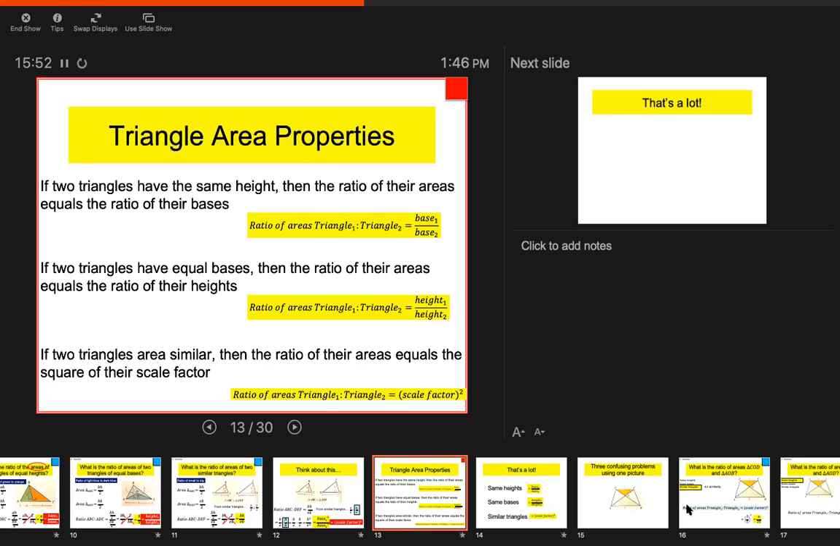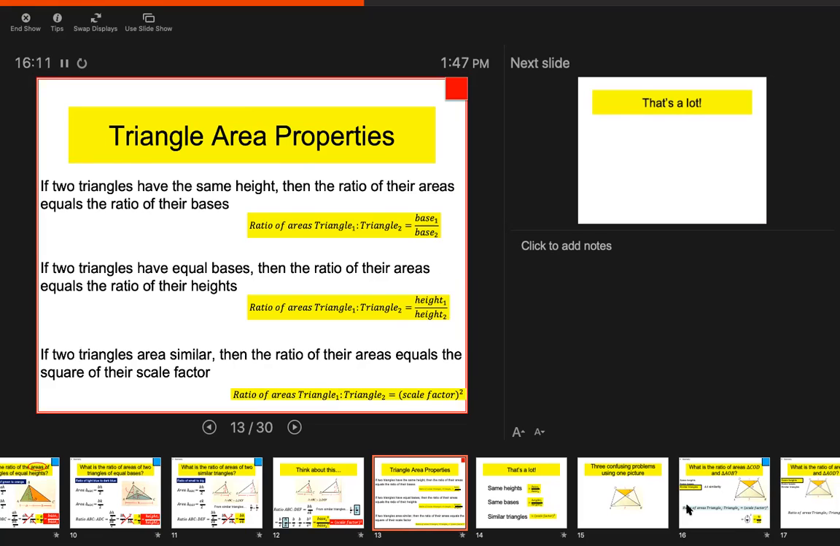Tonight for homework, they're going to give you two triangles that have the same heights. They're going to say, what is the ratio of the areas? Well, it's just the first base over the second base, reduced. They're going to give you two triangles that have the same bases. They're going to say, what's the ratio of the areas? You're going to write the two heights as a fraction, as a ratio.